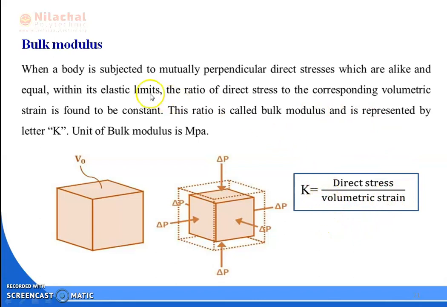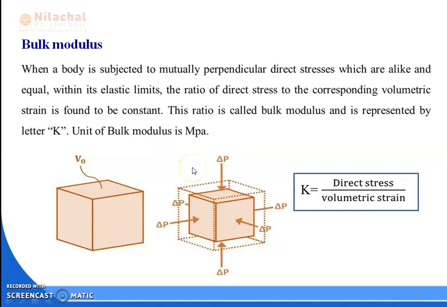Okay. So always the bulk modulus we can measure within its elastic limit, as we measure with Hooke's law. In Hooke's law also we have to consider the structure within the elastic limit. So it is most important, you have to remember this.